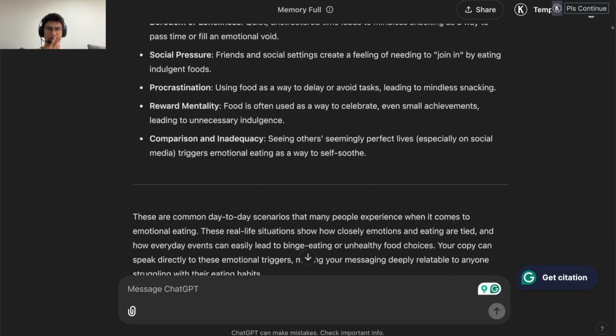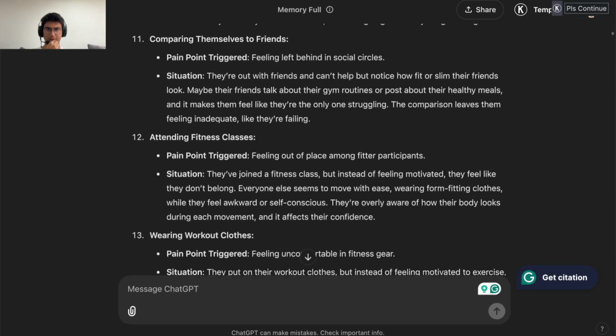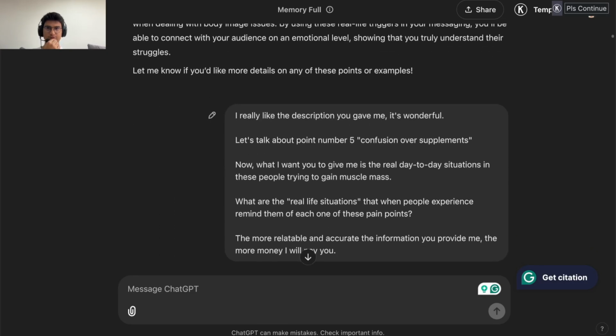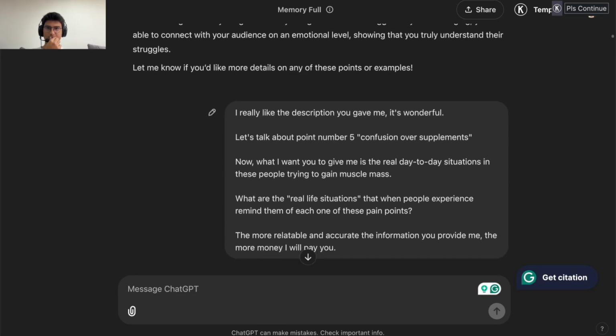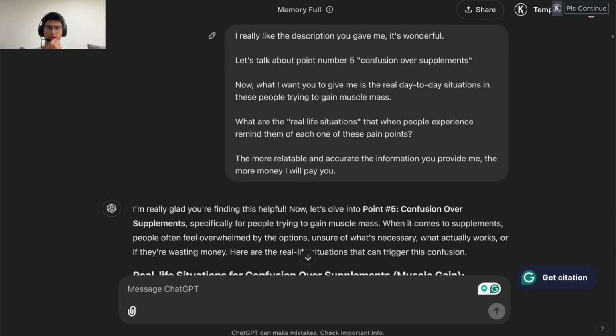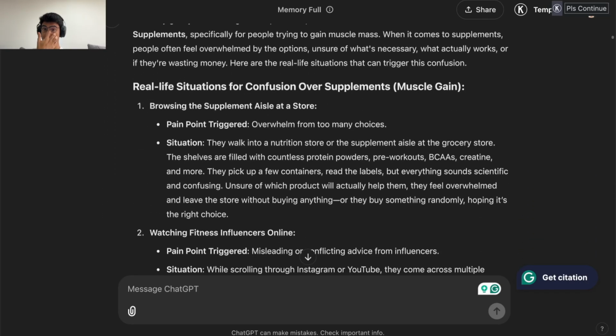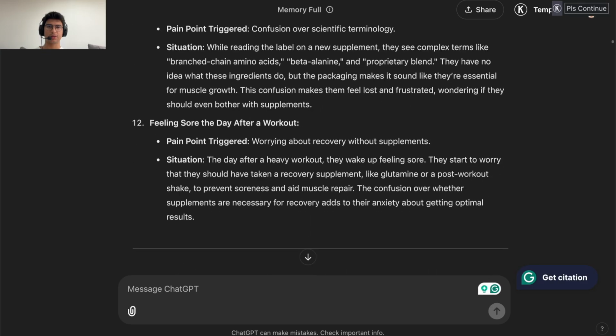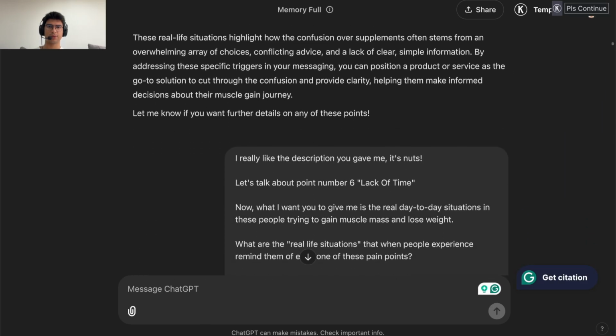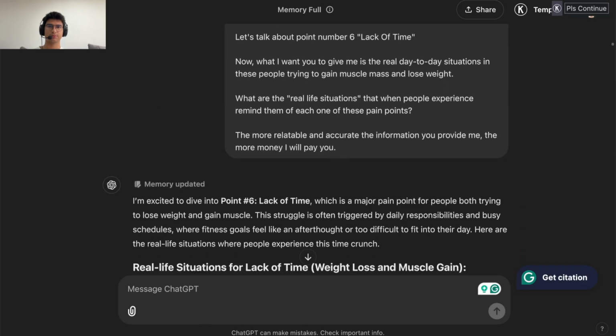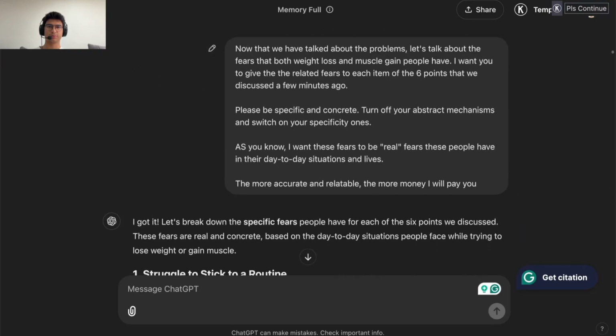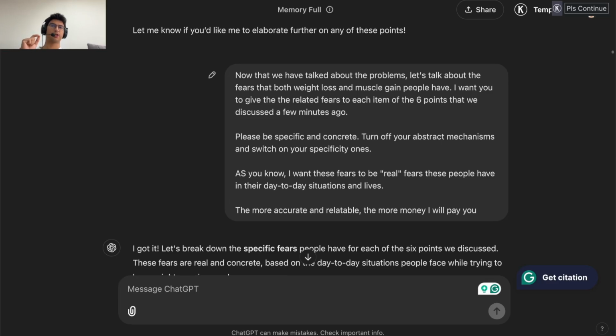So let me scroll down until we come right here, number 5. So let me keep going down. Okay, so here's the next part. Now that we have talked about the problems, let's talk about the fears that both weight loss and muscle gain people have. Right?